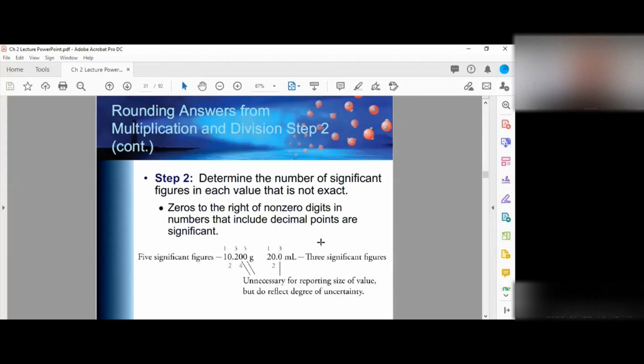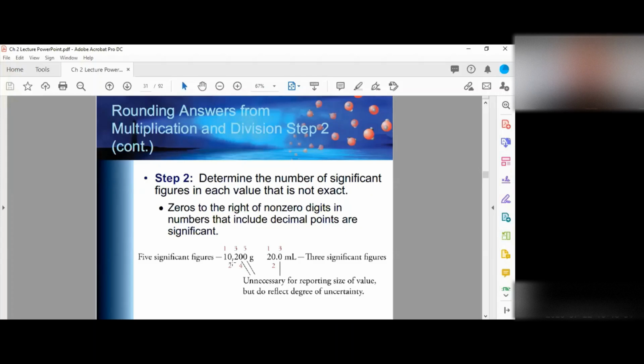The next rule, zeros to the right of non-zero digits in numbers that include decimal points are significant. We refer to those zeros as trailing zeros. Trailing zeros, the zeros that appear after the non-zero digits. So you got the leading zeros, the ones that appear before the non-zero digit, and you got the trailing zeros, the ones that appear after the non-zero digit. So the difference between them, one is counted and one is not. The ones that are not counted are the leading zeros. They're never counted. But the trailing zeros, they are only counted when there is a decimal point in the number.